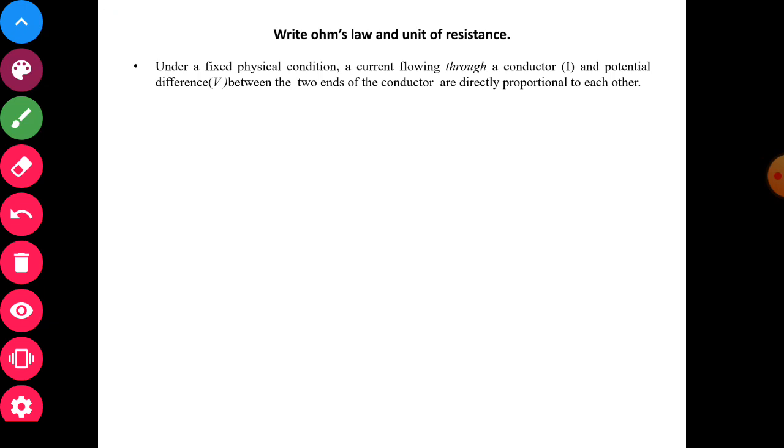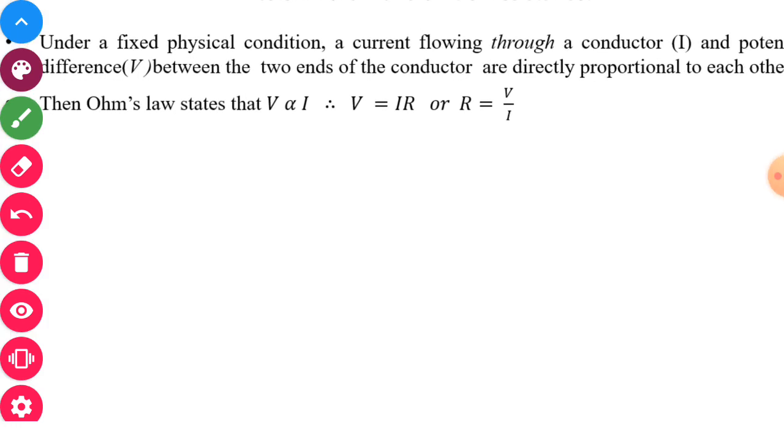It means that if you increase the value of voltage, then the current through the conductor also increases, and vice versa. If you decrease it, then the current also decreases. Or we can say voltage is proportional to electric current. So we can write V proportional to I.